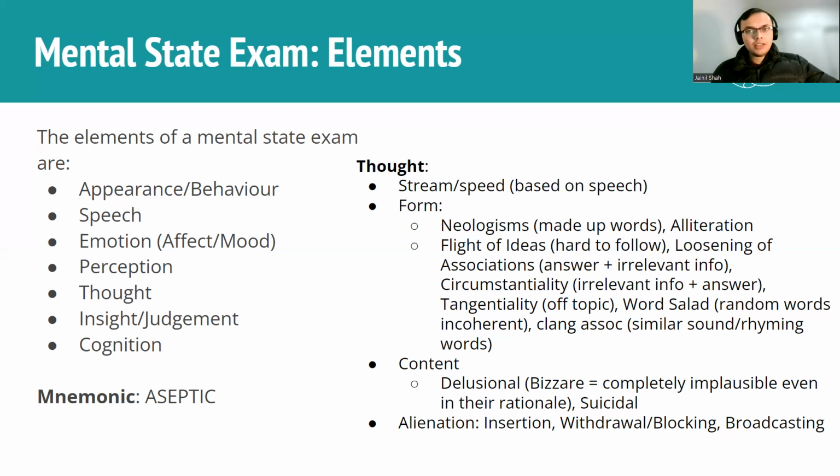Then you have circumstantiality, where rather than going straight to the answer, they'll go on a whole loop talking about the circumstances, like the irrelevant info, and then get to the final answer. That's called circumstantiality. Then you have tangentiality, which is, as the word suggests, going on a complete tangent, going off topic, and not even really addressing the question at hand. You might ask them about their mood, and they'll start commenting on the weather, right? Which you've not asked them about at all.